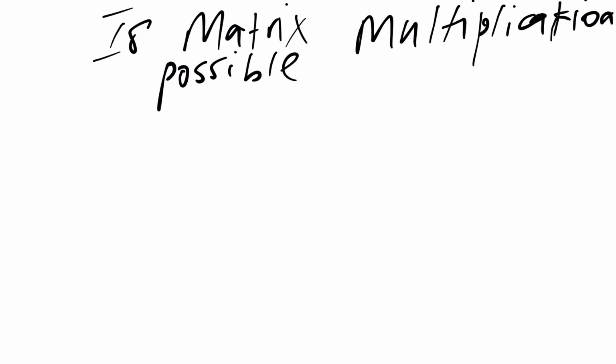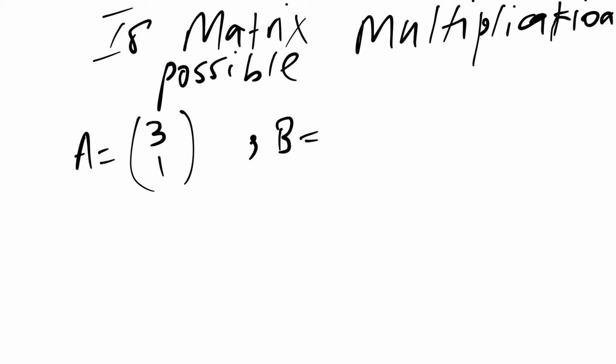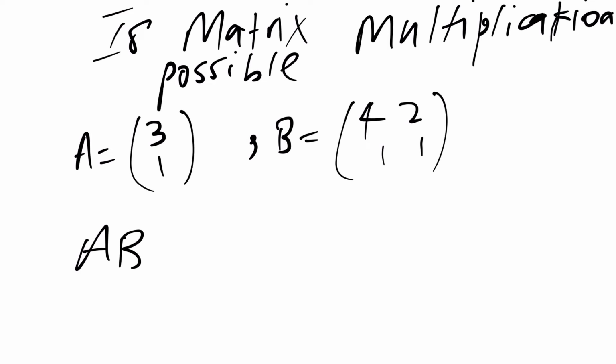Let's say I have these two matrices, [3 1] and this other matrix here, [4 2 1 1]. Then we are given a question which says AB. So multiply matrix A with matrix B.